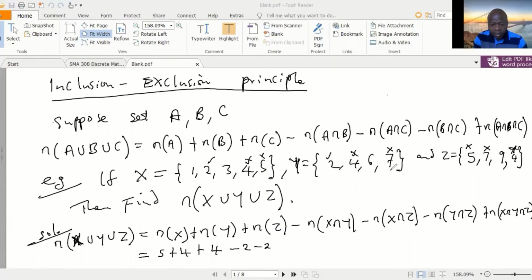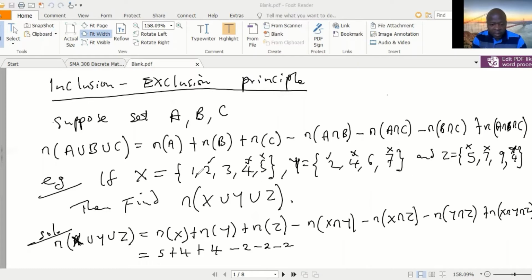2 is not in z. 6 is not in z. So I can see again that the intersection of y and z has 2 elements. What about the intersection of x, y, and z? Intersection of x, y, and z, I can see only one element, 4. 4 is in x, 4 is in y, 4 is in z. So it's in the intersection of these 3 sets.